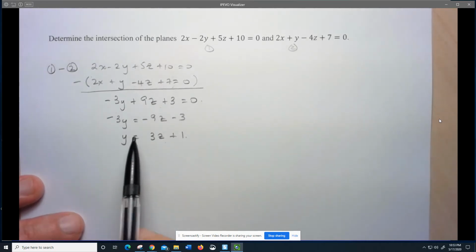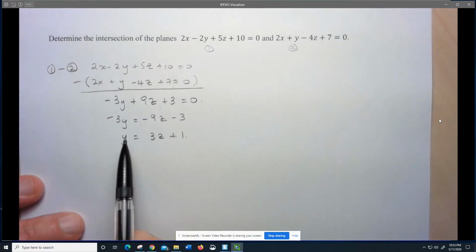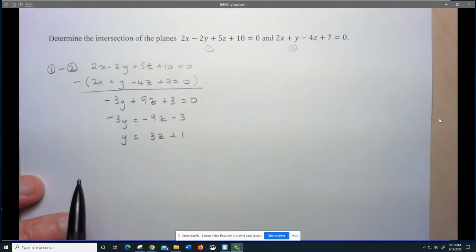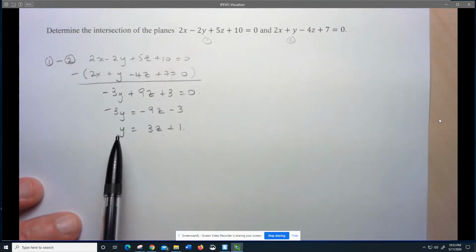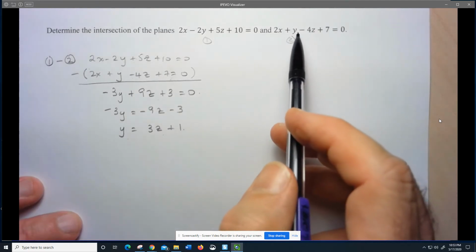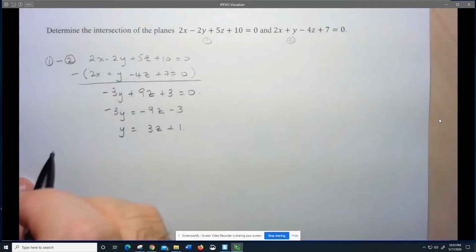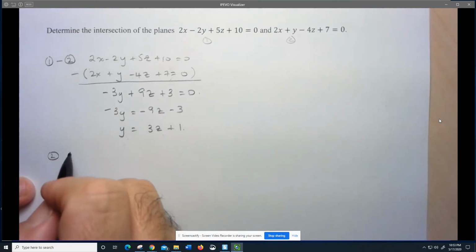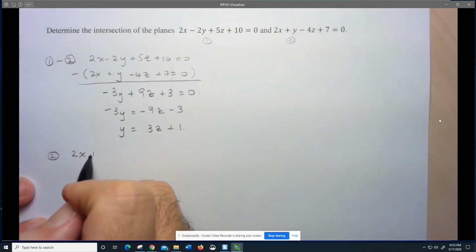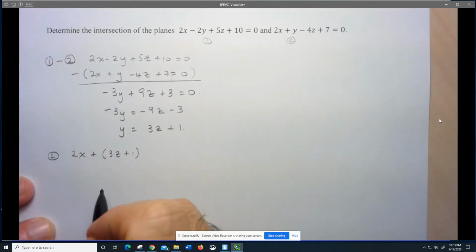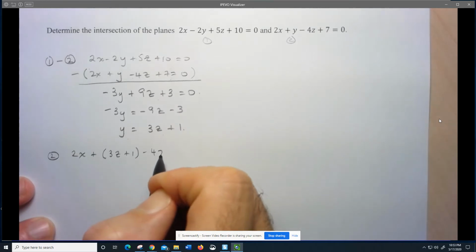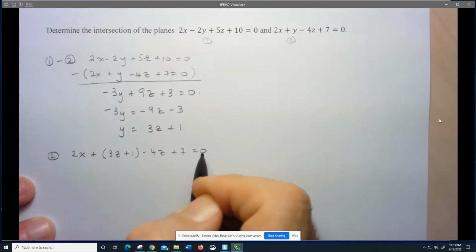So what I'm going to do now is take this result and input it back into one of my equations, because I'm going to try to do the same thing with x. Can I write x in terms of z? Well, let's see what happens. So let's pick one of our equations here. I guess equation 2 looks a little simpler, so I'll take that one. So let me take equation 2. So what do we have? We have 2x plus, well, instead of y, I'm going to write 3z plus 1, because I just determined that that's what y is equivalent to, minus 4z plus 7 equals 0.